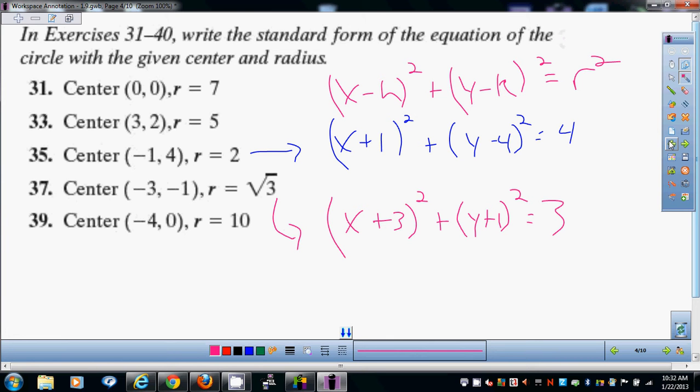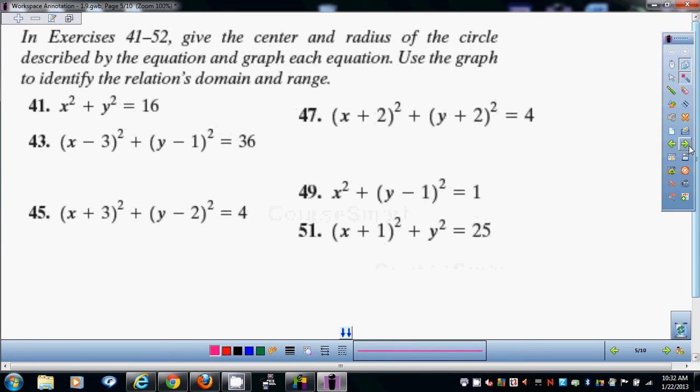Let's see. What is the center of 43? It's the opposite of the number. So if it's negative, it's going to be positive. And what's the radius? Muy bien. What about 49? Center. 49. What's being subtracted? 0, because there's nothing being subtracted, and then 1.